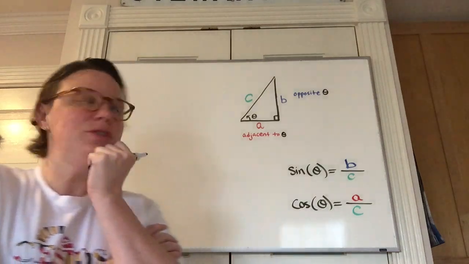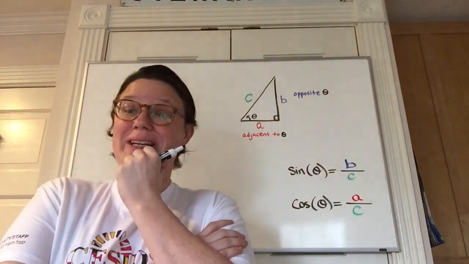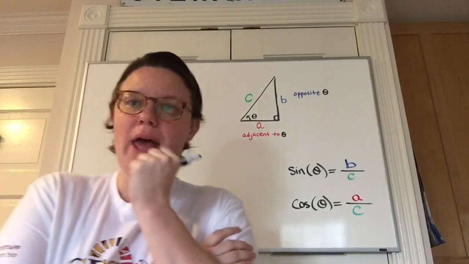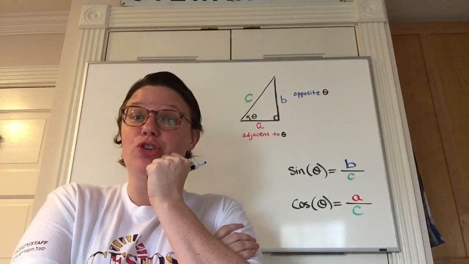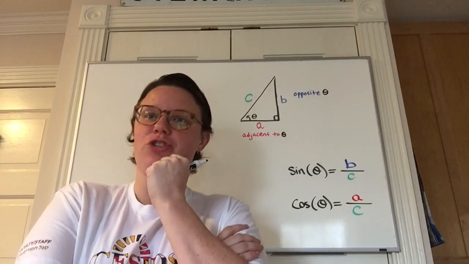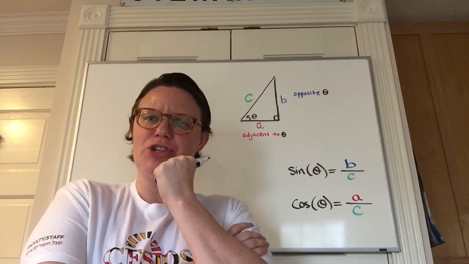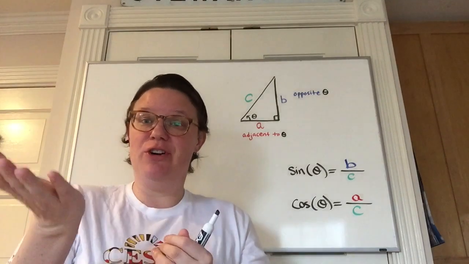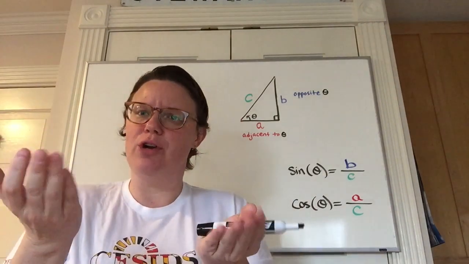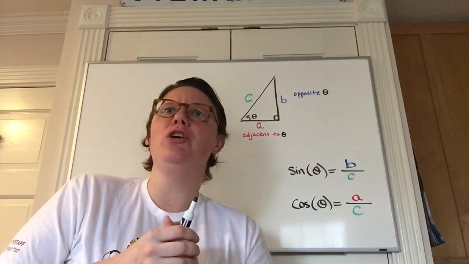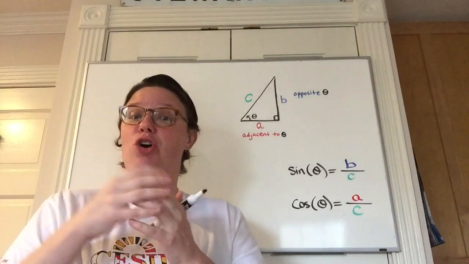Hey guys, so today we're going to be talking about some additional relationships between the trig functions. And the first one we're going to talk about are what are called co-function relationships. So this is a relationship that's going to exist between any trig function and its co-function. What I mean by a co-function is basically just the function with a co in the front of it.